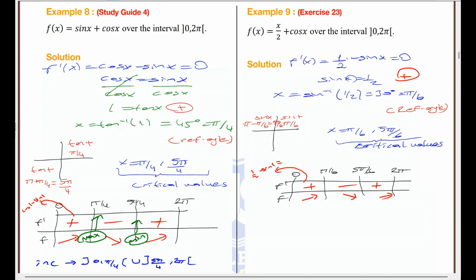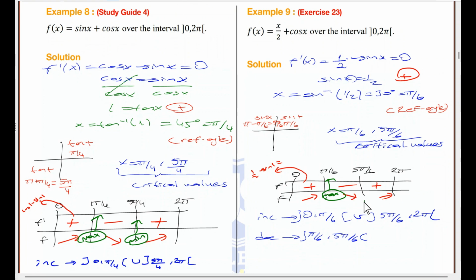So let's write the increasing and decreasing intervals. Increasing intervals from 0 to pi over 6, sorry, union 5 pi over 6 to 2 pi. Decreasing interval, there is only one, between pi over 6 and 5 pi over 6. Okay, one more thing. We are finding the local extrema. When the function is increasing at first and then decreasing, there is a local max at pi over 6. Decreasing at first and then increasing, there is a local minimum at 5 pi over 6.